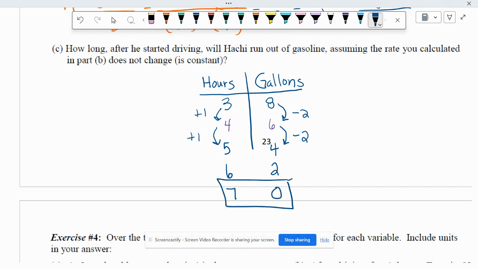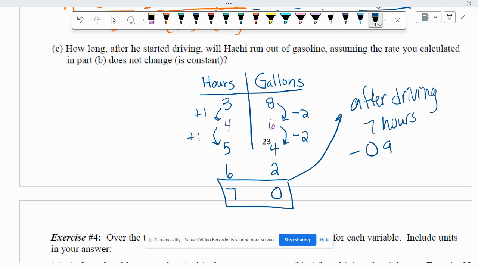So when am I going to run out of gas? Yeah, after driving for 7 hours, you have 0 gas left. 0 gas left in the tank. So if you didn't stop before then and your low fuel light didn't come on, you might be in some trouble.